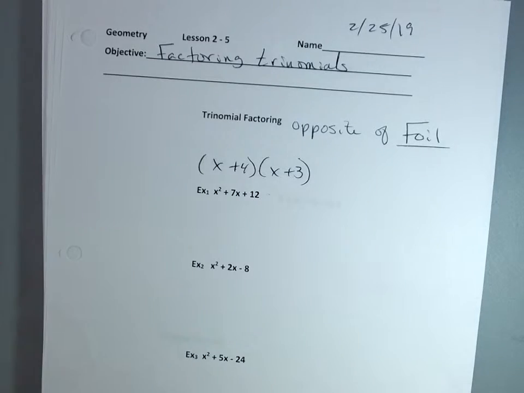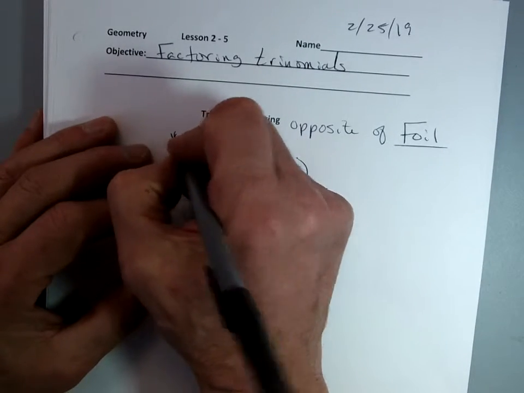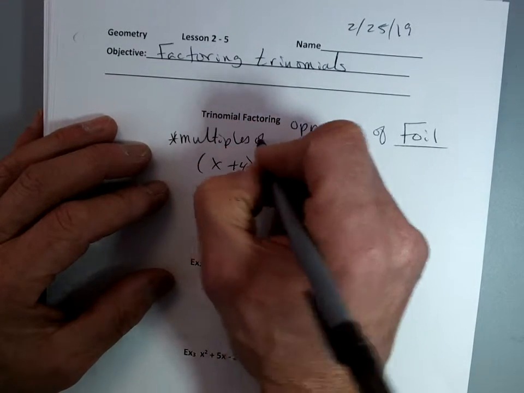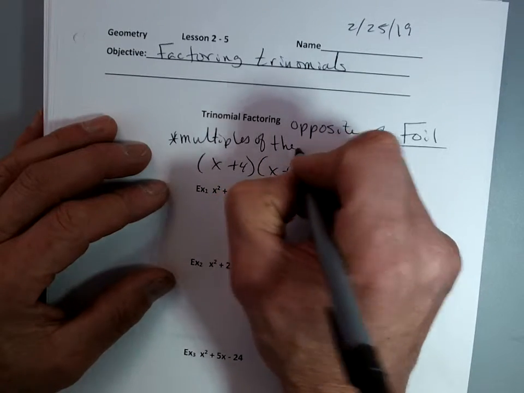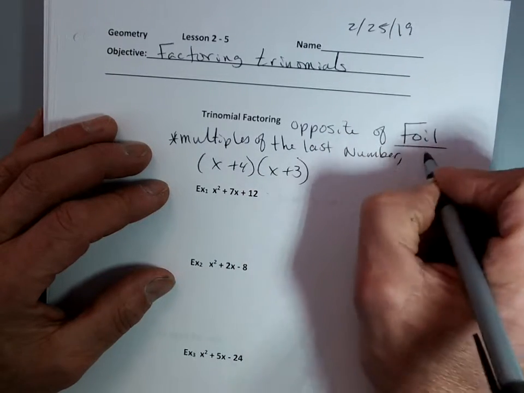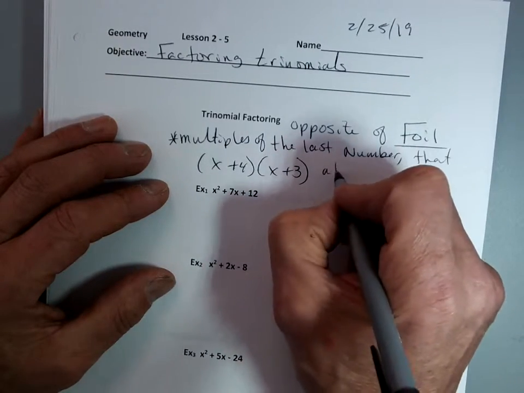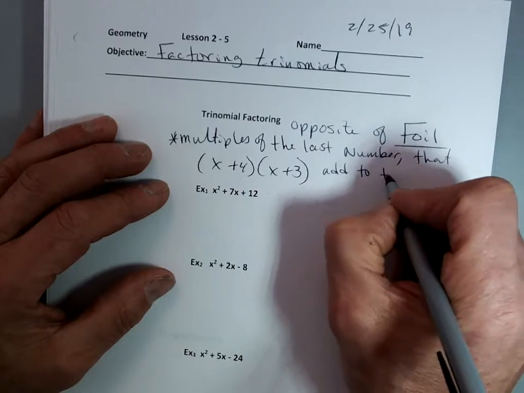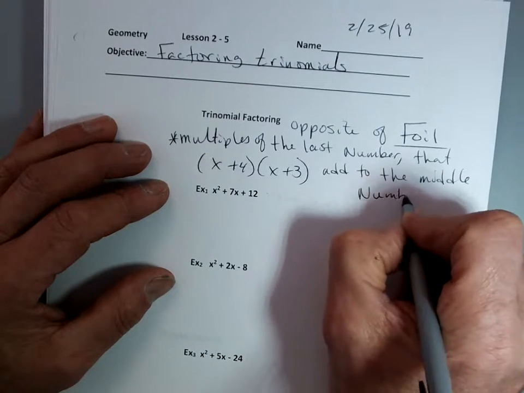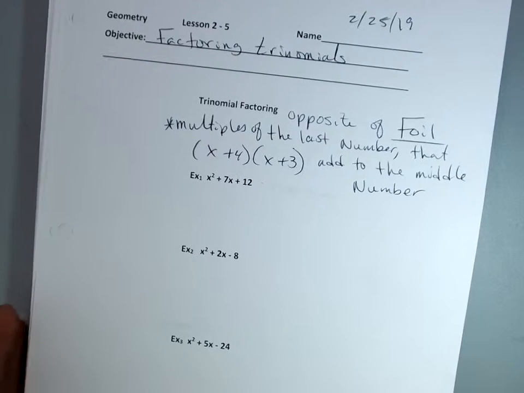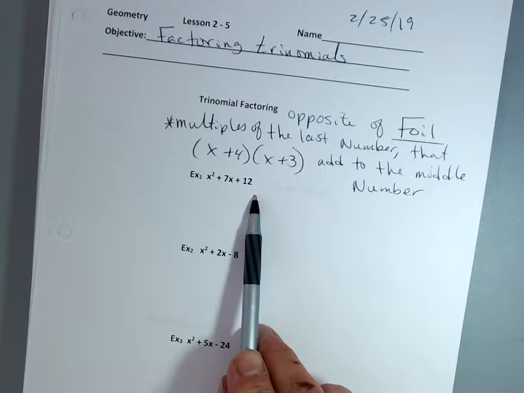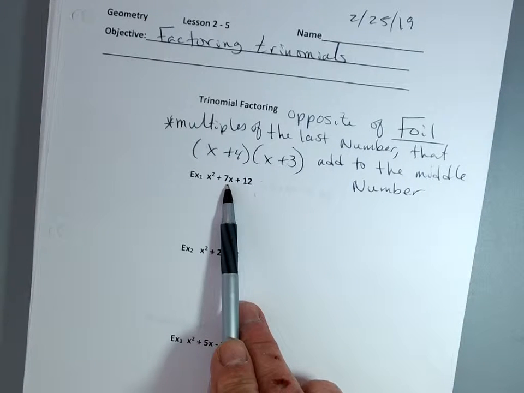Now, how does that work? Well, what we need are the multiples of the last number that add to the middle number. Okay, so what we're looking at is the multiples of the last number, like the 12, that add up to make the middle number, okay?